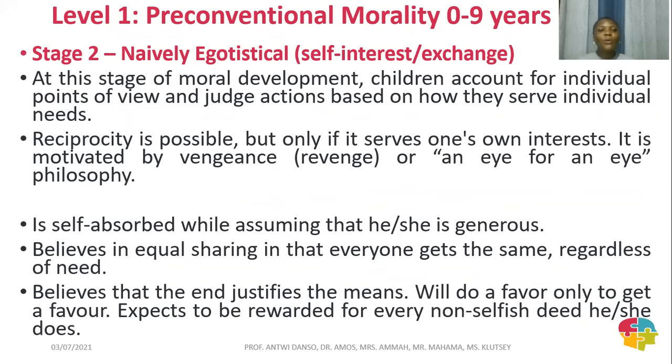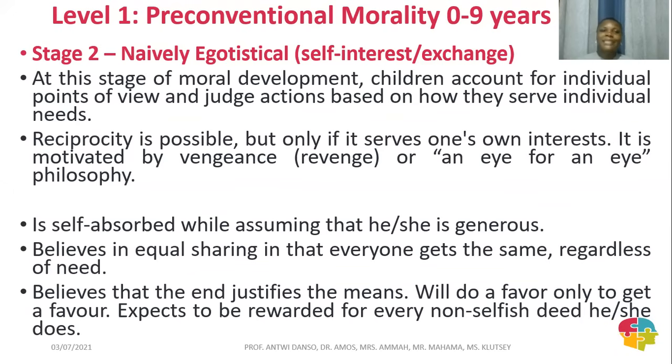In stage 2, we have naively egotistical, self-interest or exchange. At this stage, children account for individual points of view and they judge action based on what serves the individual needs. So reciprocity is possible, but only if it serves one's own interest. It is motivated by revenge, an eye for an eye, or a tooth for a tooth. So here, they are not judging based on consequences, but if it serves a particular need.